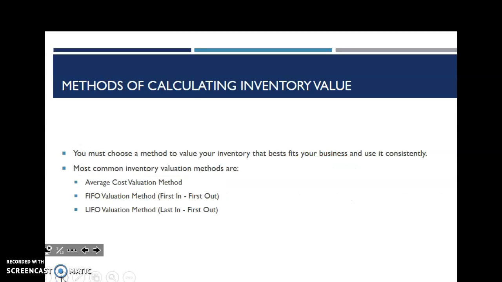So there are different methods of calculating inventory value. You choose one method and then you use it consistently, but you can choose whatever method best fits your business. The most common inventory valuation methods are the average cost valuation method, the FIFO valuation method, which is first in, first out, or the LIFO valuation method, which is last in, first out.